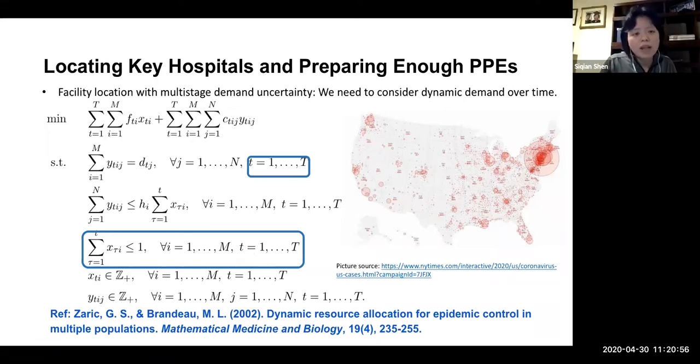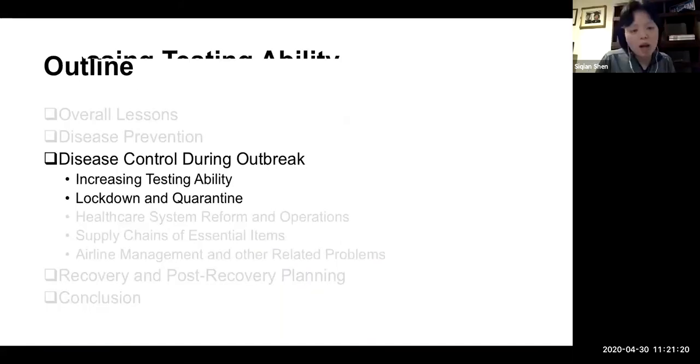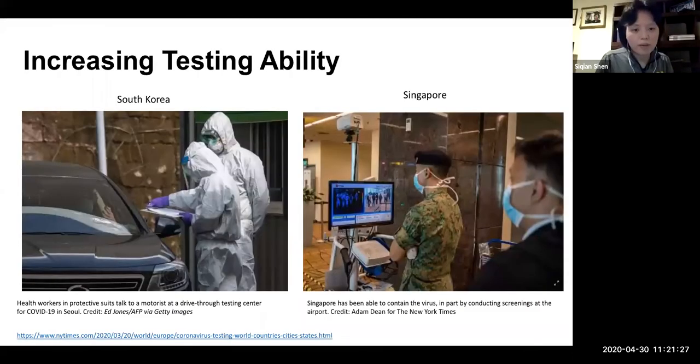Not only that, we can even locate the key hospitals. If we want to direct the public to certain hospitals instead of all kinds of hospitals, then which ones should we try to locate, and also prepare enough PPEs in those hospitals. So these all can be done in the prevention phase, but as you see here, I'm mentioning it again in the outbreak phase because this decision needs to be made so often and so periodically.